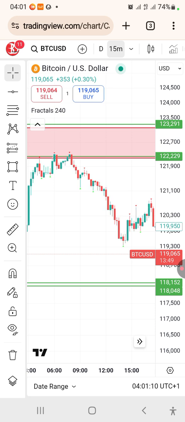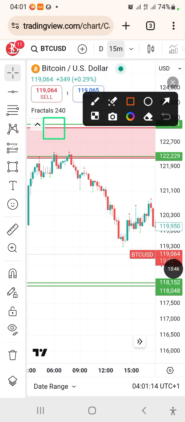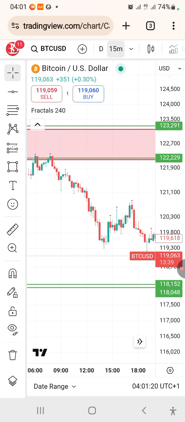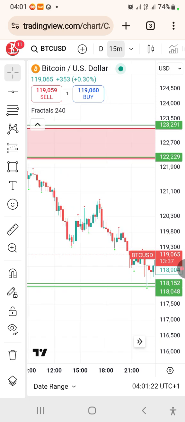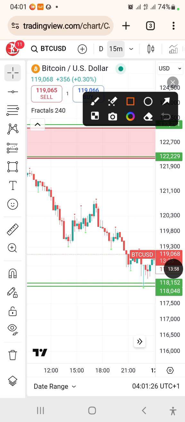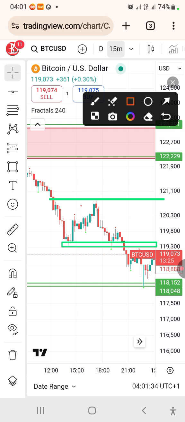Okay, so this particular area was the line we drew at the month. So you are seeing it right on the 15 minutes. So what do you now do? Now, this place is also a good level, but we are not drawing it.